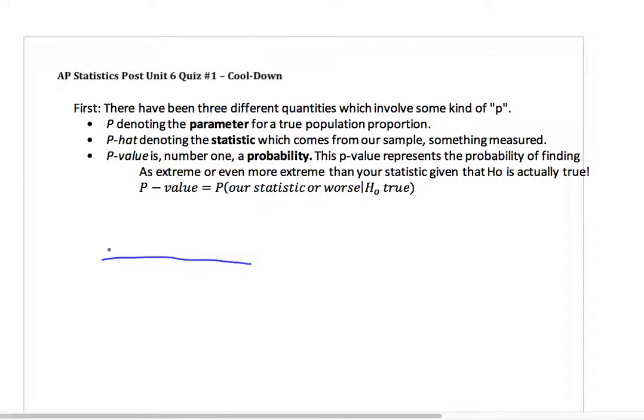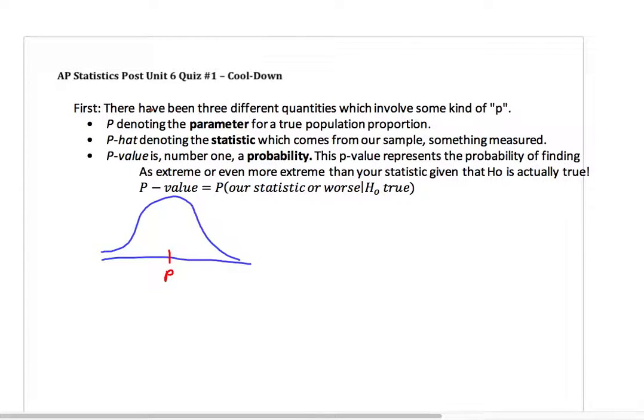Okay, so it's probably not going to be that nice, but I'll do my best to make a nice symmetric curve. Okay, good enough. So when we run a hypothesis test, we have a null hypothesis, and that null hypothesis says we assume something about a parameter. For right now, we're looking at just proportions. So we assume the parameter is actually right here in the middle of our z-curve.